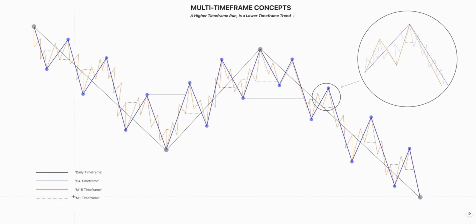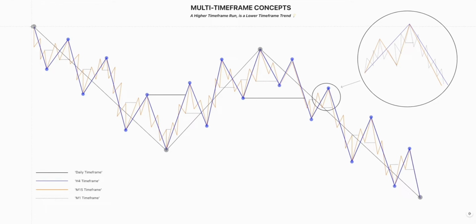Now, of course, we have our lower time frame being the 15 minute, the M15. So within these 4 hour bearish runs, we have a bearish run to the downside. We have a counter trend pullback on the 4 hour. We then have another impulsive leg to the downside, then another 4 hour pullback, and another impulsive leg to the downside. So that's the 4 hour.